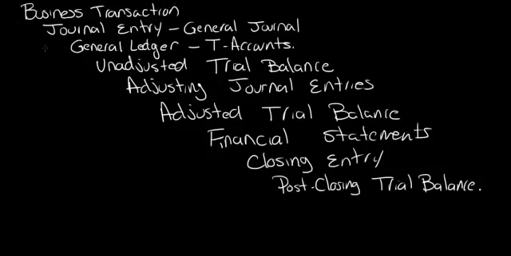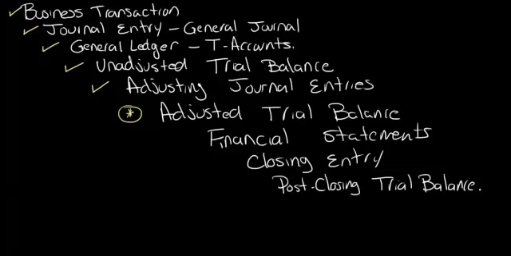So let's keep track of where we are in the process. We started out by looking at some business transactions and recorded some journal entries. We then posted those journal entries to the general ledger, created an unadjusted trial balance, analyzed the accounts, and made all the necessary year-end adjusting journal entries. We are now at the point where we need to create an adjusted trial balance, which is going to lead into the creation of our financial statements, and then we'll do a closing entry to wrap it all up.